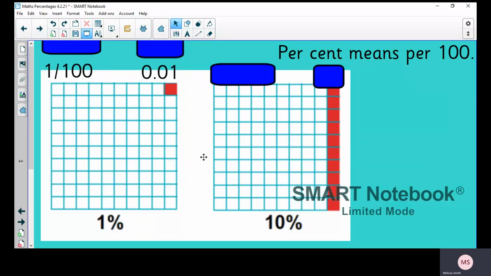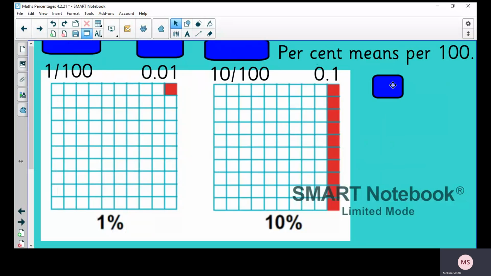Can you apply that to this question then? What would 10% be as a fraction and as a decimal? Pause the video and have a go. Well, 10% would be 10 over 100 as a fraction, and as a decimal it would be 0.1. So you can see how we're using our previous learning of decimals and fractions and we can apply it to our new learning of percentages.